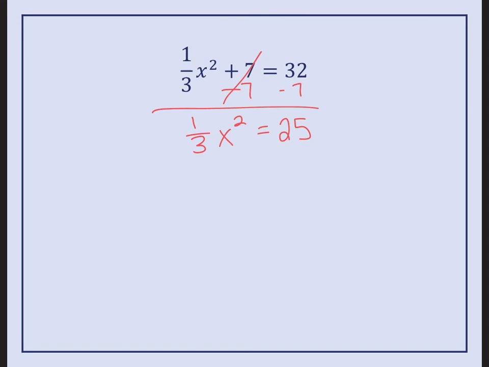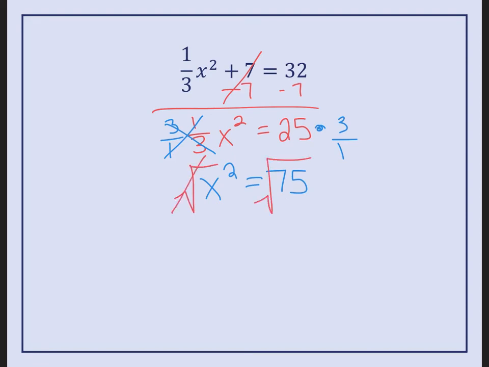Well, I need to move the 1/3 to the other side because that 1/3 is not being squared. So I can multiply both sides by 3/1. And 1/3 times 3/1 becomes 1x squared. And 25 times 3 becomes 75. The next step is to take the square root of both sides to get the x by itself.